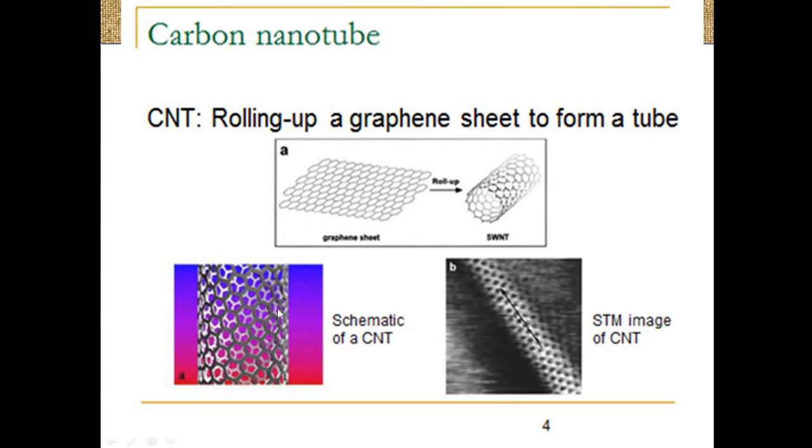So this is the schematic presentation, the schematic diagram of a carbon nanotube. This is the STM image, the scanning tunneling image of a CNT, the actual image which can be seen under the microscope. Which microscope? Scanning tunneling microscope. So this is called the STM image of the carbon nanotube.